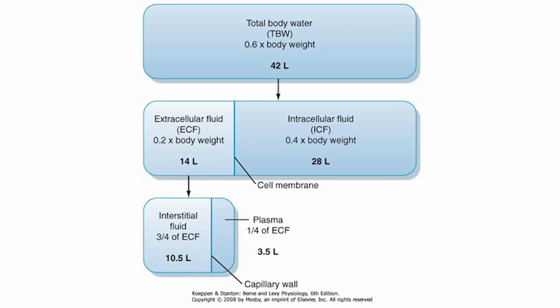Let's assume you have a 70 kilogram man. 60% of the body weight of that individual will be 42 liters. The ECF, we say it's 20%, so that will be 14 liters. And intracellular will be 40%, so that will be 28 liters. How about the ECF? We have the plasma and the interstitial fluid. We say it's 3/4 and 1/4, or 10.5 liters for the interstitial fluid. Plasma is 3.5 liters.